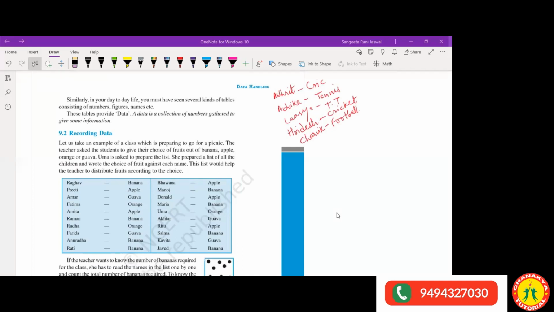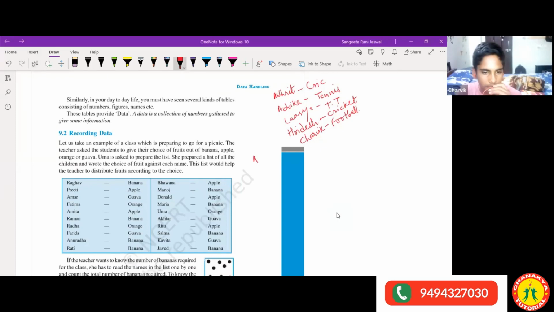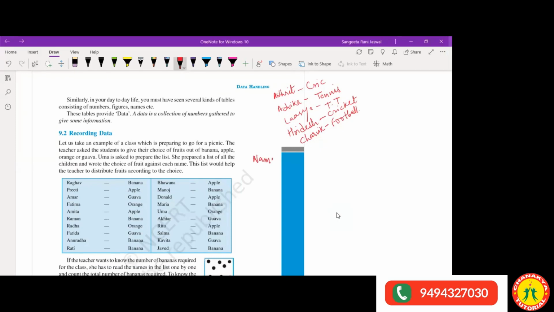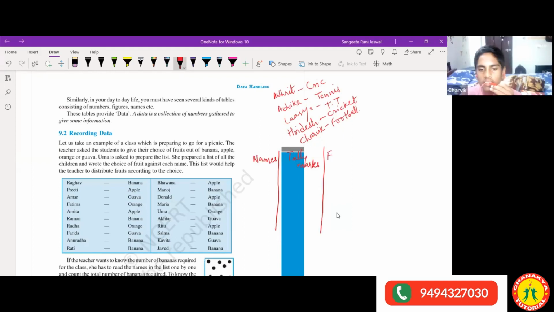Are you all understanding? Yes, ma'am. So first I will write the names of the children. Then I'll write here tally marks. So we are putting the data in tabular form and then we analyze it. Then frequency data.